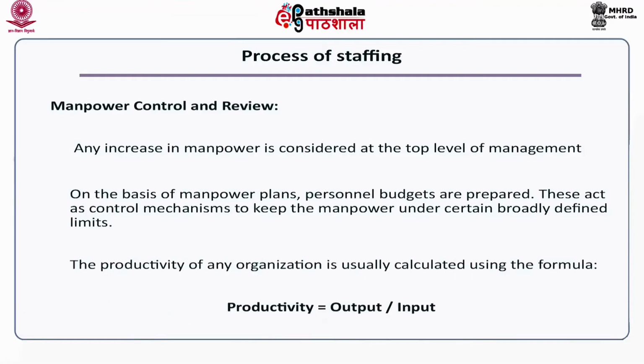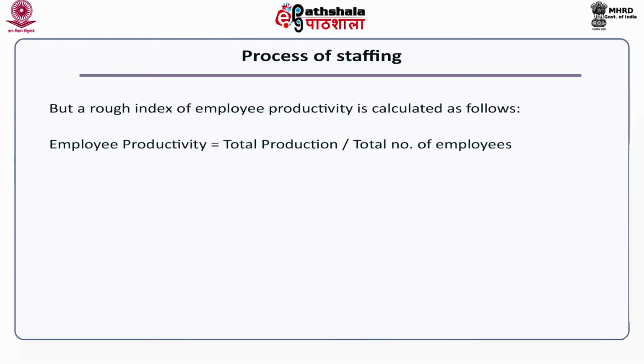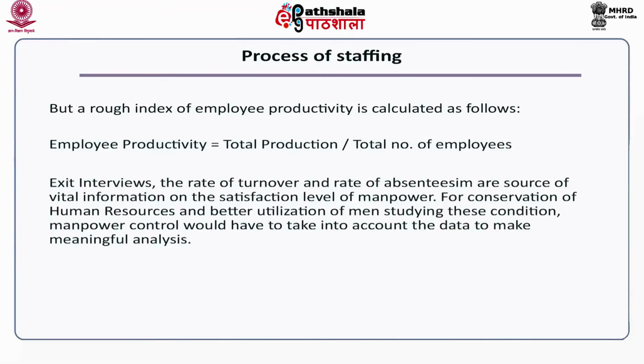These act as a control mechanism to keep the manpower under certain broadly defined limits. The productivity of any organization is usually calculated with the formula: productivity equals output divided by input. But a rough index of employee productivity is calculated as: employee productivity equals total production divided by the total number of employees.